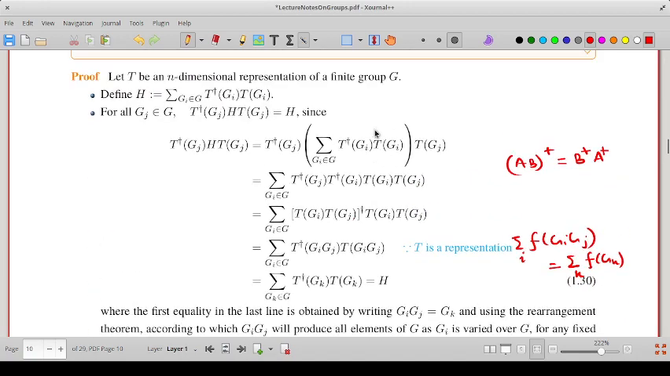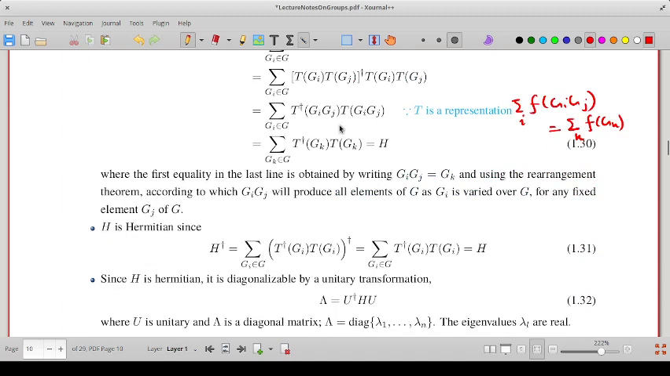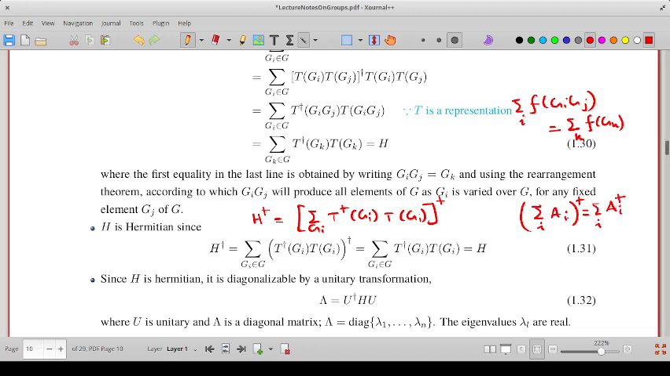So the second property of H is that it is also Hermitian. So to see this, consider H dagger, which is equal to sum over GI, then T dagger GI T GI, the dagger of the whole thing. But now we remember the property of adjoint of a sum of matrices. If we have sum over I AI, and if I want to take the adjoint of that, that will be equal to sum over I AI dagger. So that means this is nothing but sum over GI and then the adjoint of this product. So that is what we have written here.